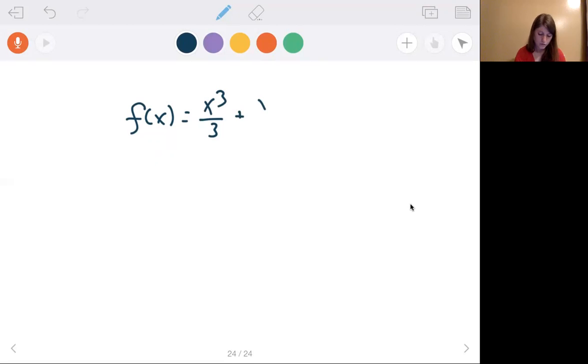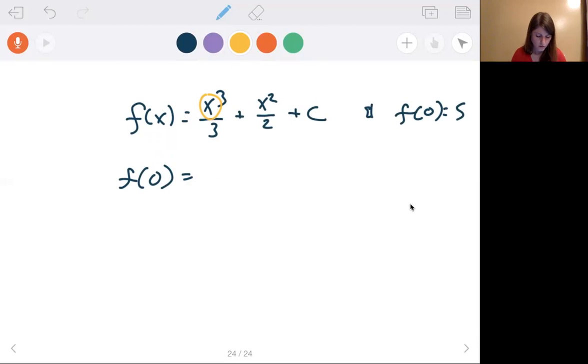And then let's use f of 0 equals 5. If you do f of 0, that would plug 0 in here, here, and then you still just have your constant. So in this case, f of 0 is going to give us c, and then that f of 0 is supposed to be 5. So this is actually telling me c is 5.